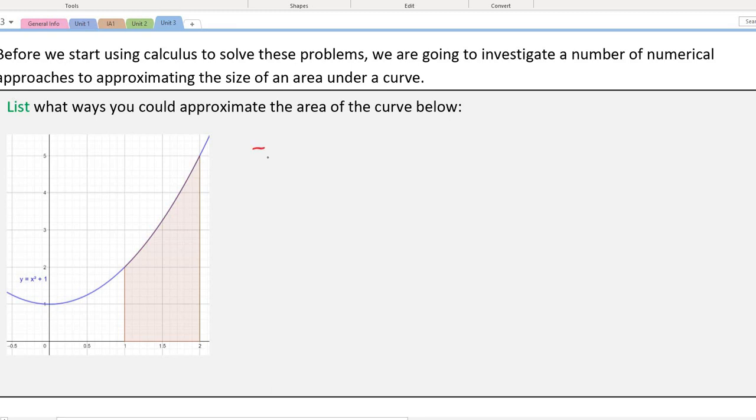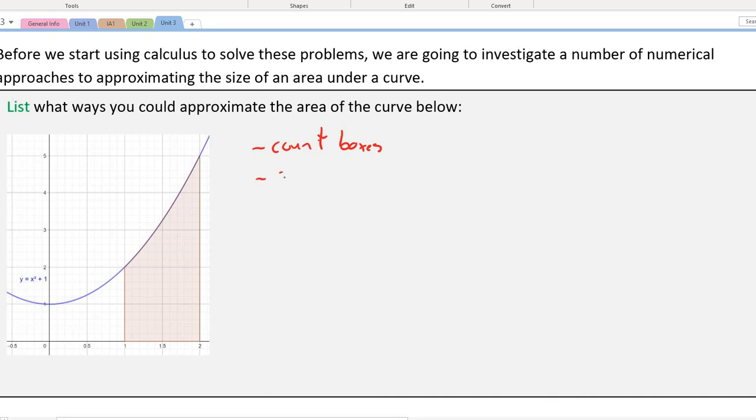We could count boxes. We figure out how big each one of these boxes is and say, okay, we've got 1, 2, 3, 4, 5 full boxes, and then we've got 1, 2 most boxes, and one sort of a third of a box and one fraction of a box. You can sort of figure out how much area is under the shape there.